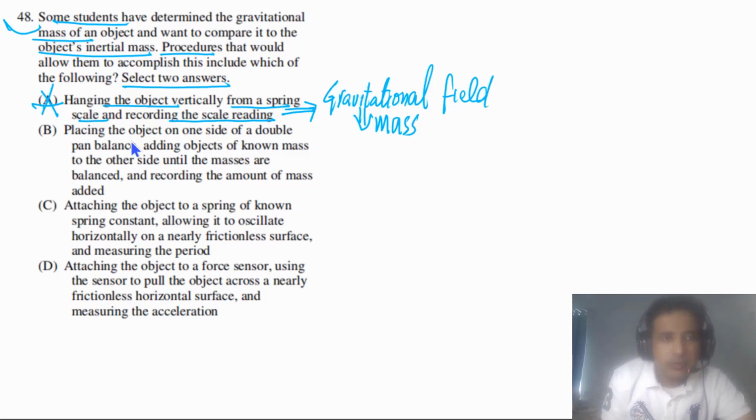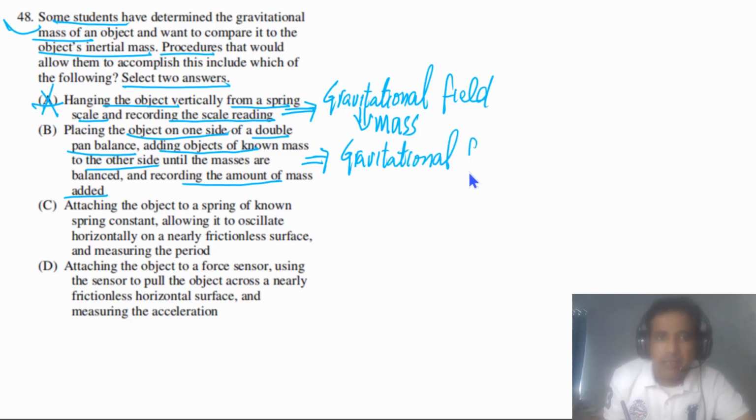If you look at option B, it is given to us placing the object on one side of a double pan balance, adding objects of known masses to the other side until the masses are balanced, and recording the amount of mass added. This also depends on the gravitational field, and it will give us gravitational mass. So option B is also incorrect.